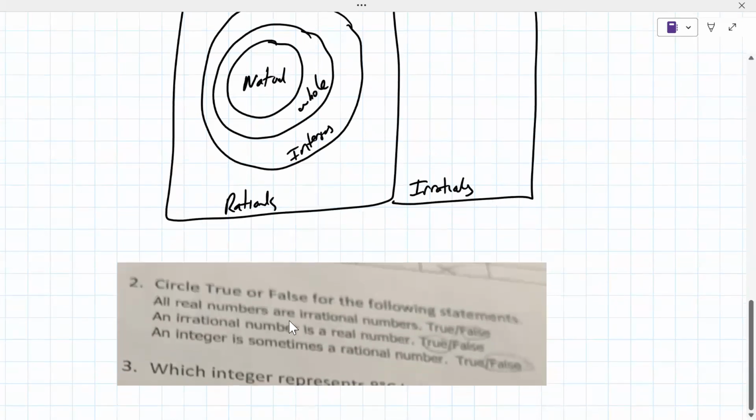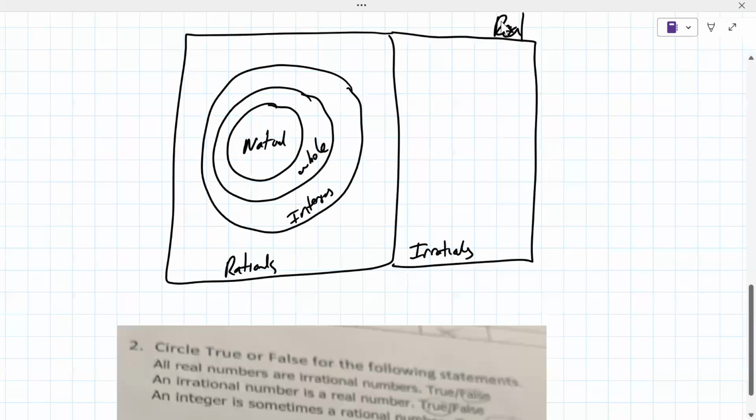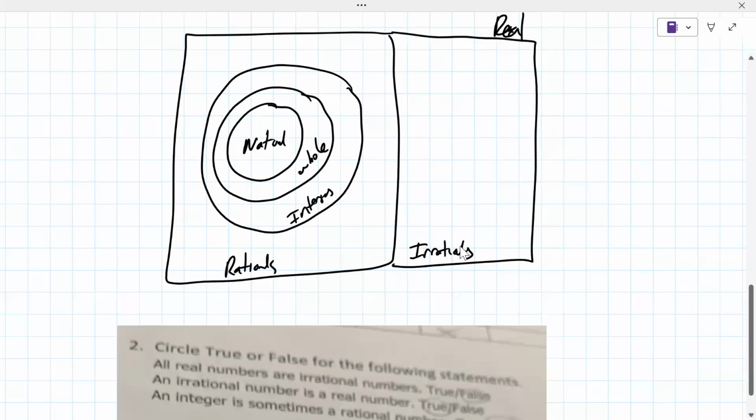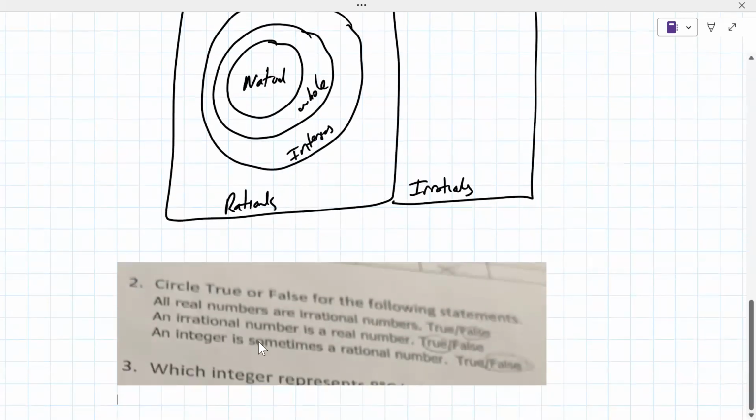All right, so are all real numbers irrational numbers? That's false, because a real number could either be rational or irrational, okay? Yep. Sometimes I want you to give an explanation. An irrational number is a real number. Yes, it is a real number. And a rational number is a real number. An integer is sometimes a rational number. No, an integer is always a rational number, but not all rational numbers are integers.